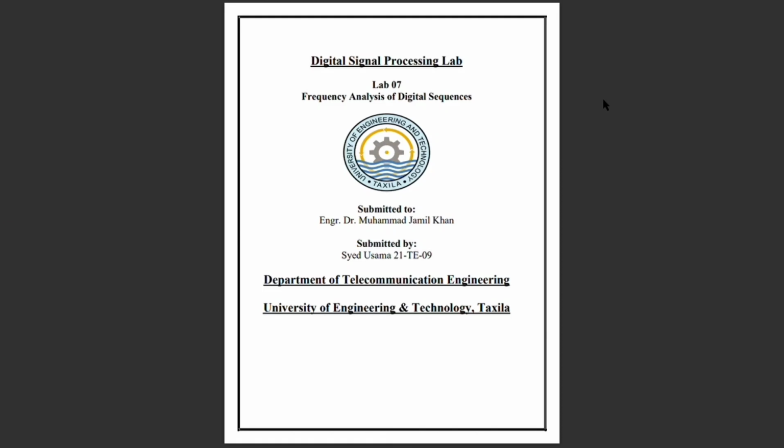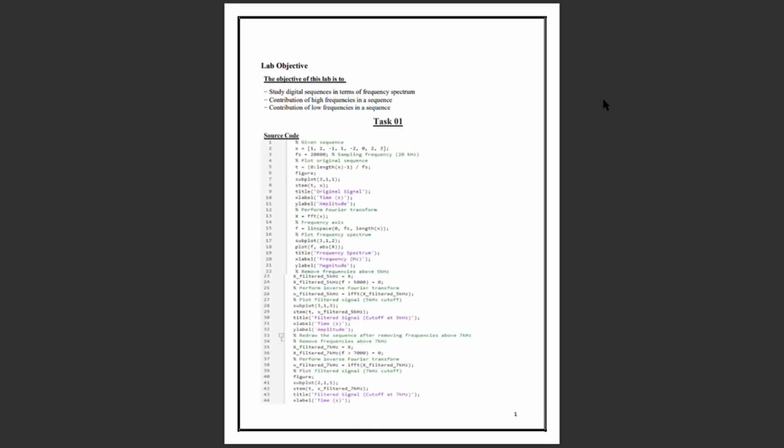Digital Signal Processing Lab, Lab 7: Frequency Analysis of Digital Sequences. Lab Objective. The objective of this lab is to study digital sequences in terms of frequency spectrum, the contribution of high frequencies in a sequence, and the contribution of low frequencies in a sequence.